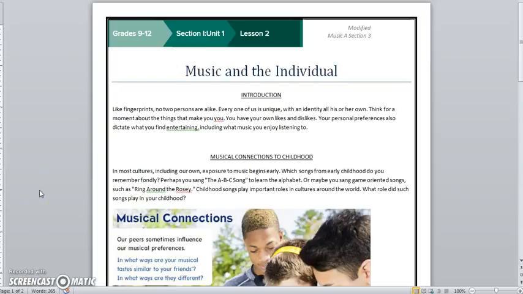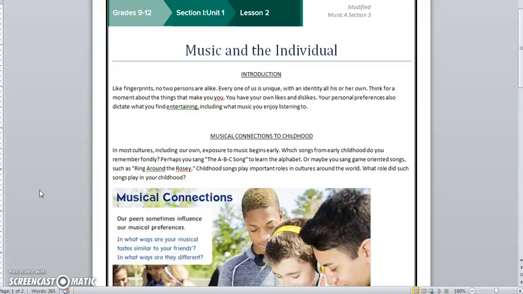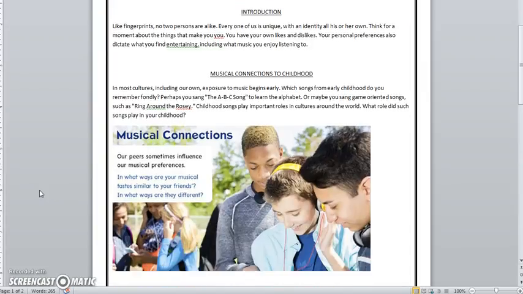So when we look at the music that you like to listen to, we go back and look at what kind of music you listened to in your childhood. In most cultures, including our own, we like to see that there is an exposure to music that begins very, very early. Without realizing it, we can even listen to music while we are newborn babies. So which songs from early childhood do you remember fondly? I know I remember some from the songs that my family used to sing. I remember the tune, but not necessarily the words.